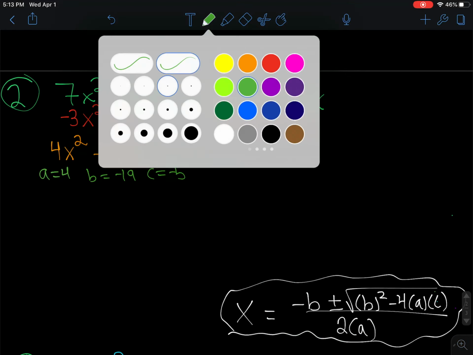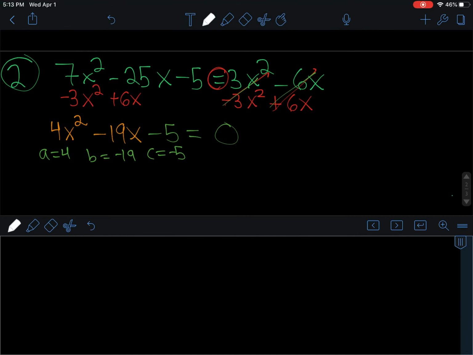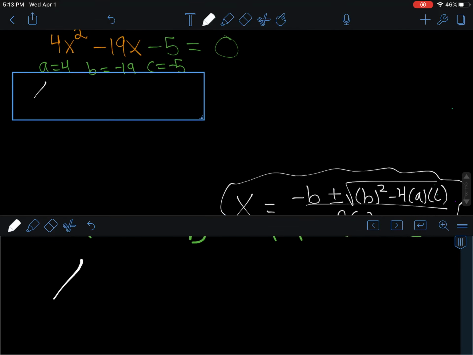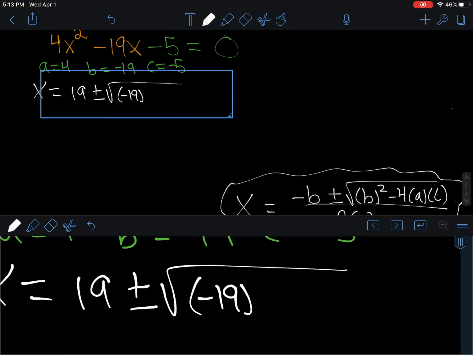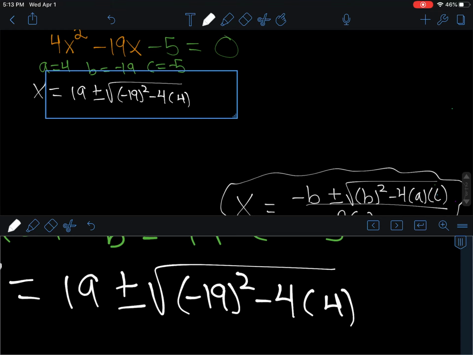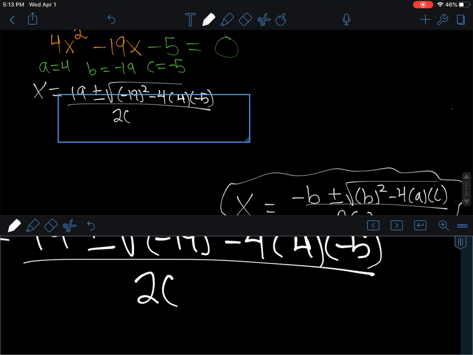So if you're good at doing this plug-in, chug-in idea, you can just fast forward the video. But if you need help, it'd be x equals the opposite of negative 19, which would be 19, plus or minus the square root of negative 19 squared minus 4 times 4 times negative 5 all over 2 times 4.